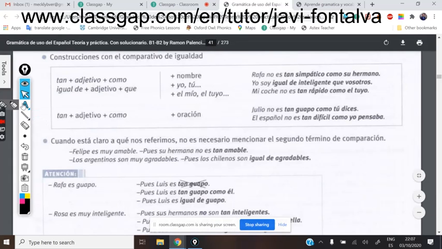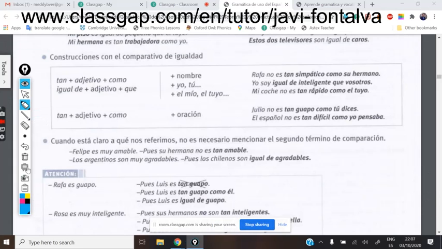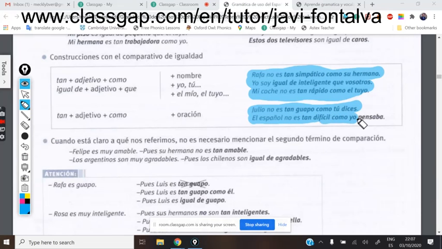Now, let's read a few sentences. Can you read all this here? Rafa no es tan simpático como su hermano. So Rafa is not as sympathetic or as nice as his brother. Soy igual de inteligente que vosotros. Mi coche no es tan rápido como el tuyo. Tuyo. Julio no es tan guapo como tú dices. El español no es tan difícil como yo pensaba. So Spanish isn't as difficult as I thought.